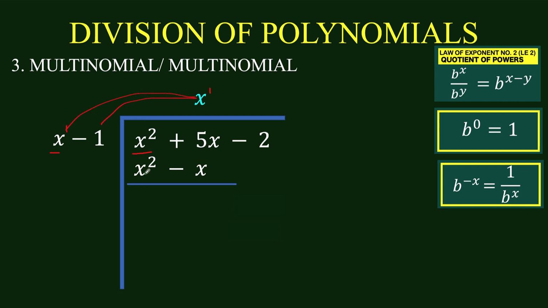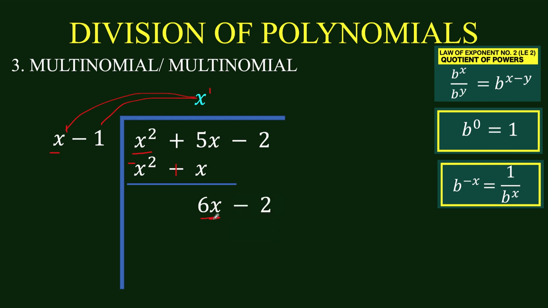But instead of subtracting, it is easier to just add, but we change the signs of the subtrahend. Once we change the signs, it becomes addition. So x squared plus negative x squared is 0. Then 5x plus 1x is equal to 6x. Then we bring down minus 2.